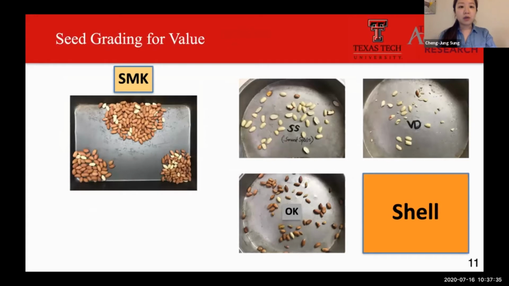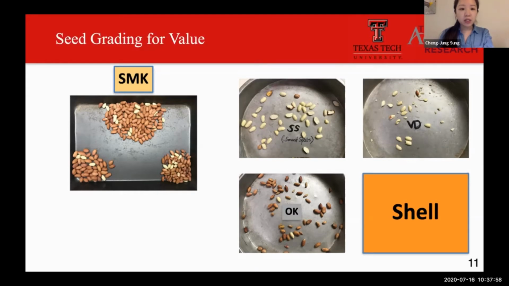And so yield is not the only component that would influence the profitability of the peanut. So we also want to look at the seed grades, because seed grades is also important for the value. So here's how I did the seed grading.